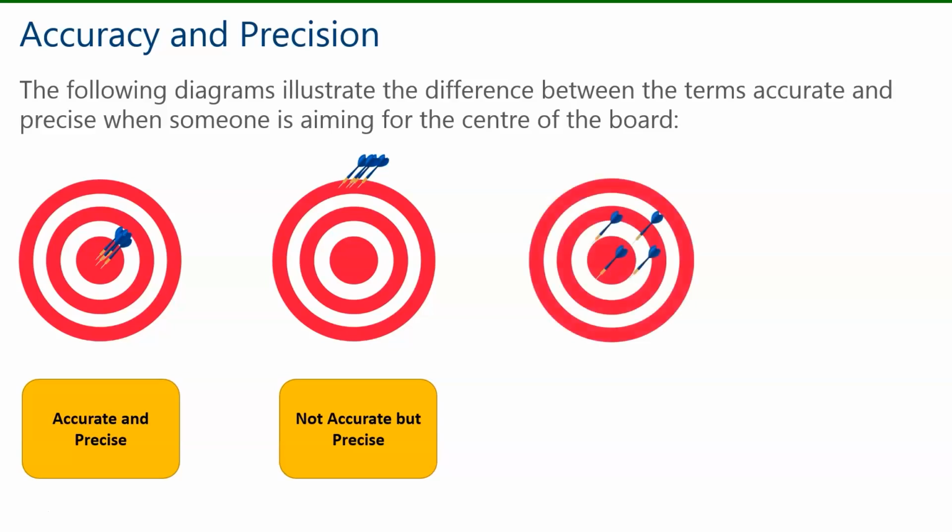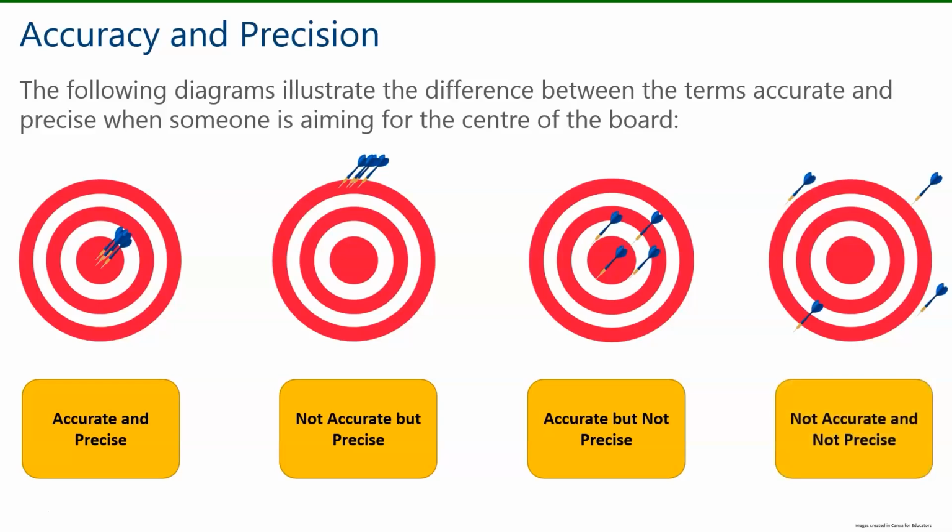Our next diagram shows accurate but not precise. It's accurate because it's close to the target area, which is the center of the board, but not precise because the darts are far apart from each other. So they're not getting consistent results. Our last example shows not accurate and not precise. The person was aiming for the center of the board. The darts are nowhere near the center of the board. So in this case, it's not accurate, but also it's not precise because the darts are not close to one another. It's not repeatable or consistent results.